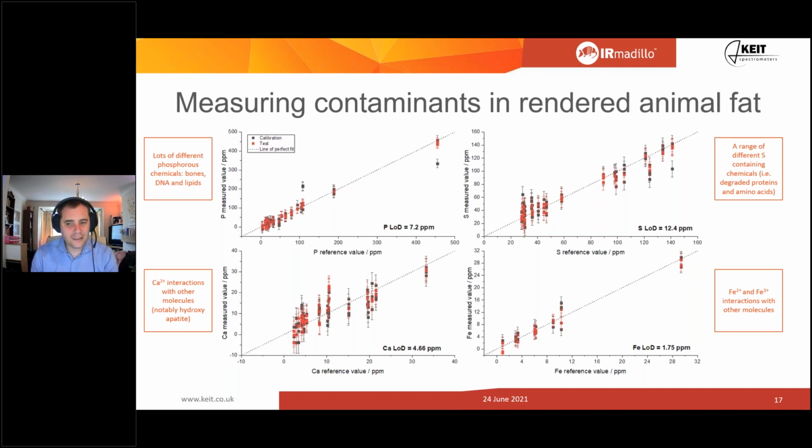Sulfur, a little bit more spread. Sulfur probably comes from quite a few different sources. You've got amino acids like cysteine, you've got other chemicals that could be in there with sulfur.